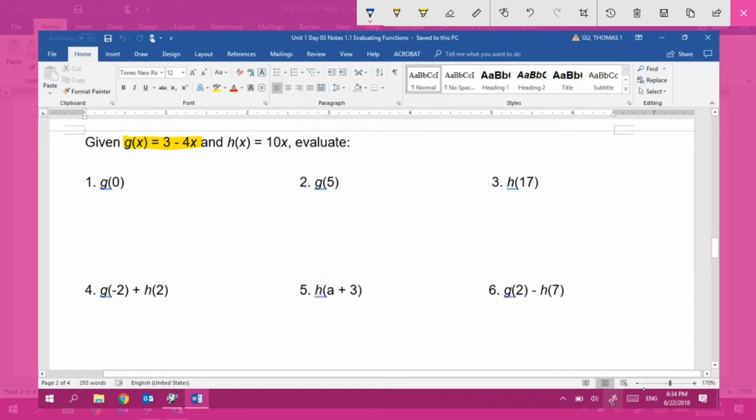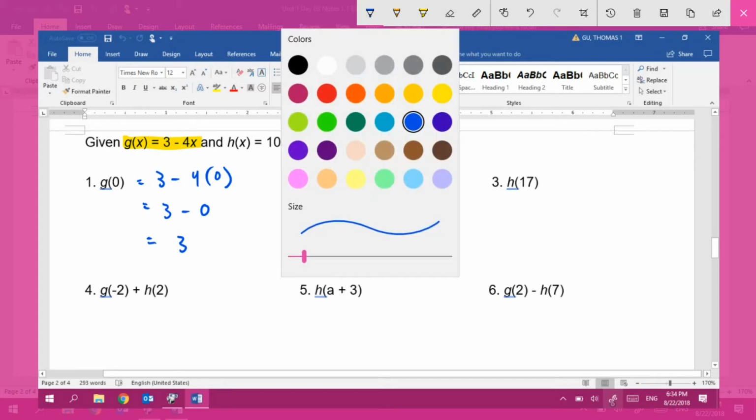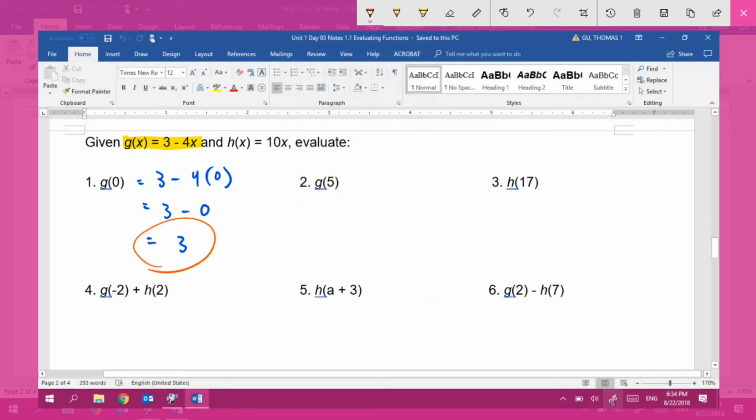G of 0 equals 3 minus 4, and we're going to substitute 0 in for that x, so 4 times 0. So now what's that? That's 3 minus 0 because 4 times 0 is 0. Now 3 minus 0 equals 3, so my answer is 3. Circle that. Boom. G of 0 equals 3.